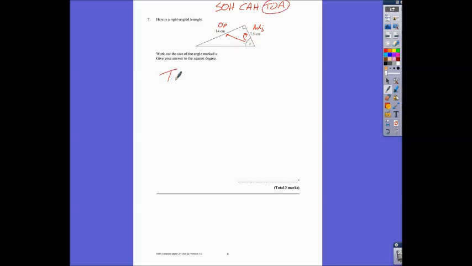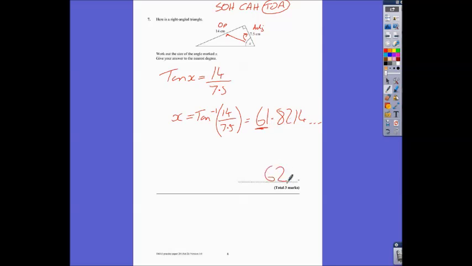So it says that tan x is equal to the opposite over the adjacent. So to work out x, we do inverse tan, so shift and tan, and it should open up your brackets for you, and then 14 divided by 7.5, and that will give you 61.8214 going on, and it asks for it to the nearest degree. So at the minute it's 61.8, so we round that up to 62 degrees.